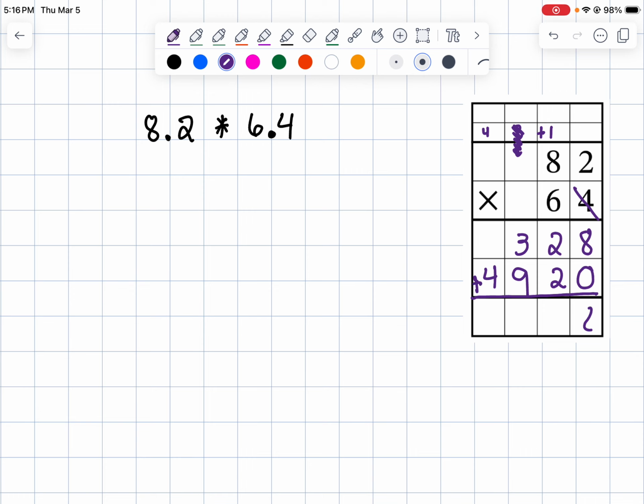8 plus 0 is 8. 2 plus 2 is 4. 3 plus 9 is 12. 2 goes down. Bring that 1 up. 1 plus 4 is 5.